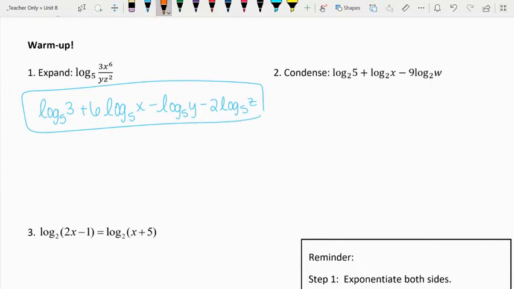If we go the other route with condensing, we would have log base 2 of 5 and then x. And then we would have w to the 9th in the denominator because it's a minus, and we would throw the 9 up top.